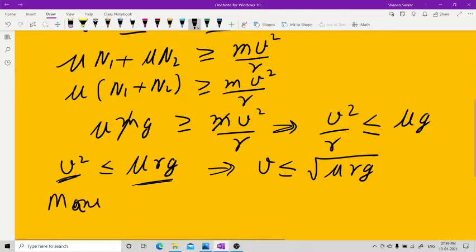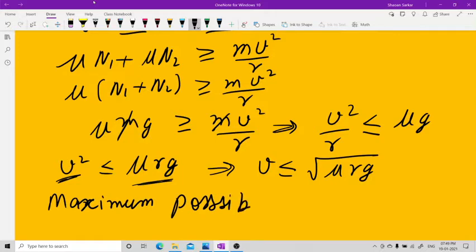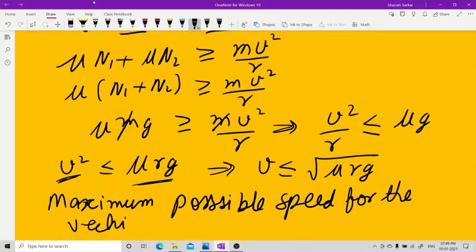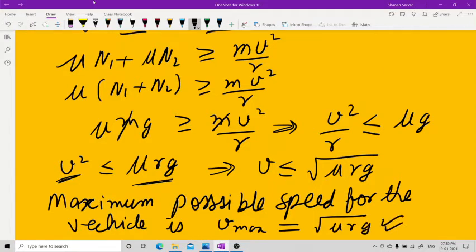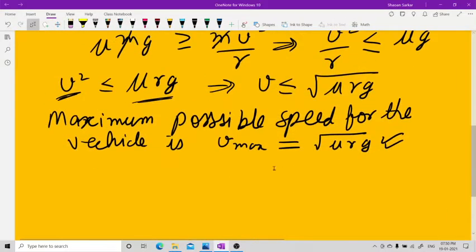the maximum possible speed for the vehicle is v max, which is equal to under root of mu rg. This is what you need for this expression.